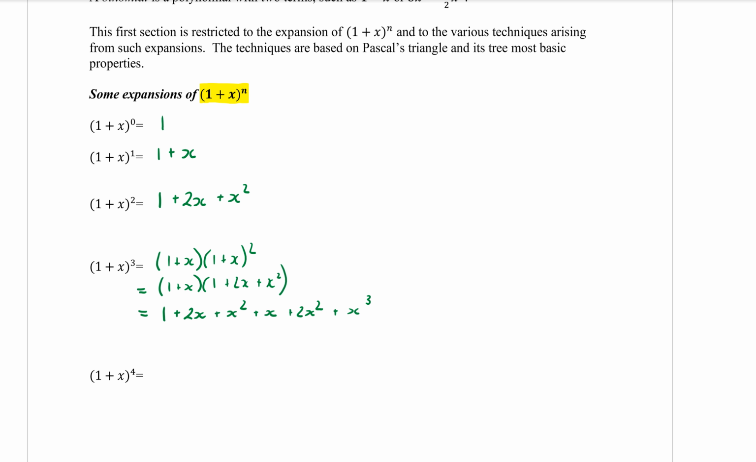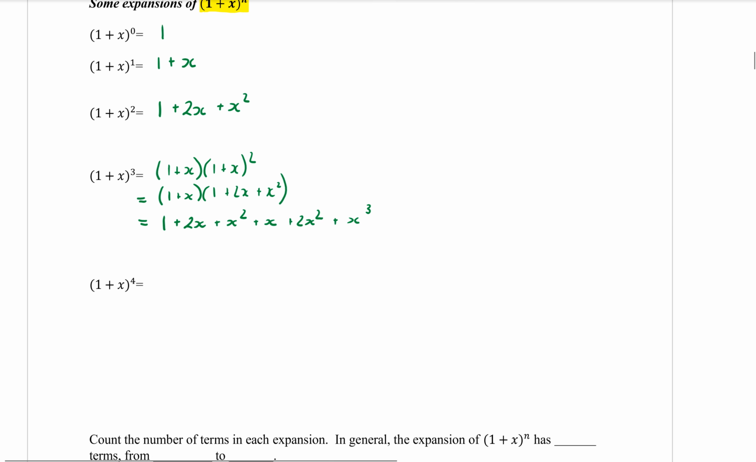There's a few like terms in there that we can collect up. We're going to leave the 1 at the beginning and we're going to increase in powers of x. So 2x plus another x is going to make 3x, a plus 3x. The x squared plus another 2x squared is going to make 3x squared, and then a positive x cubed on the end. Oops, that was a 3, sorry.